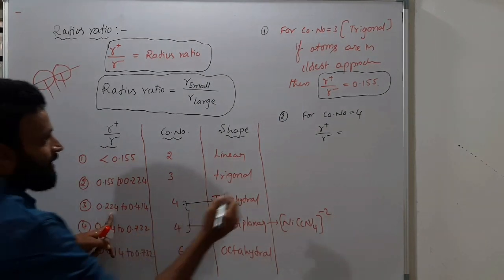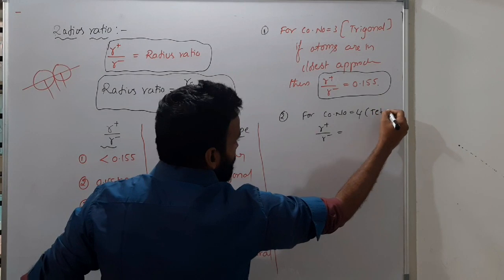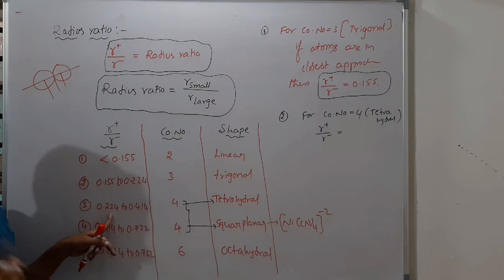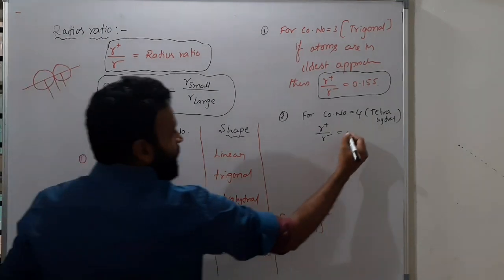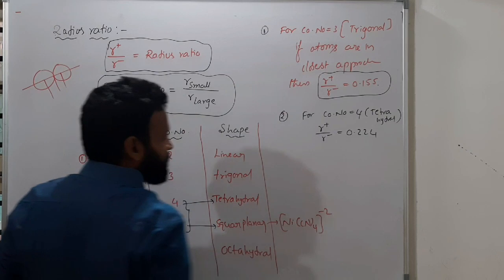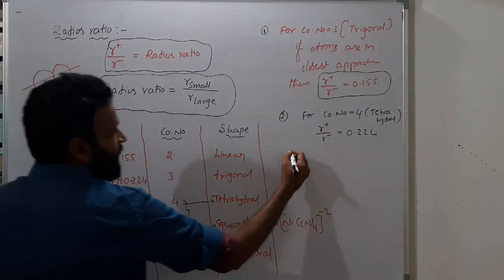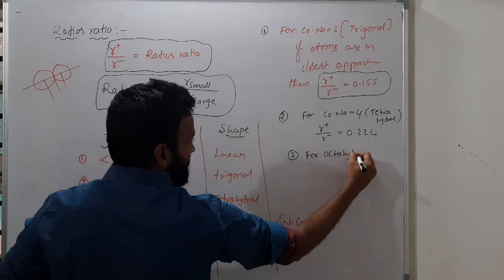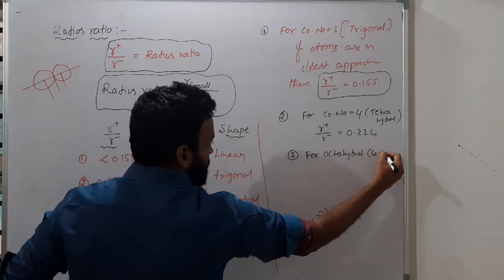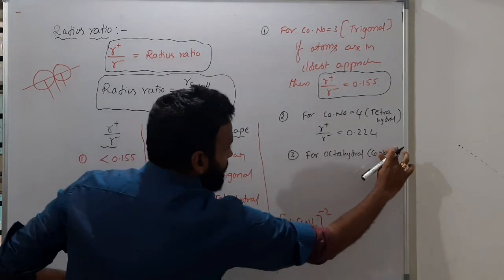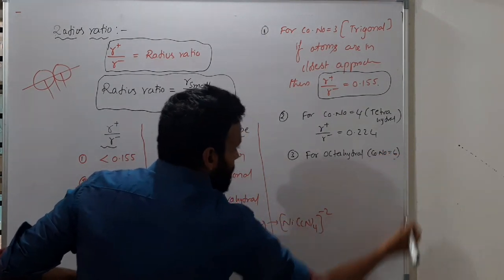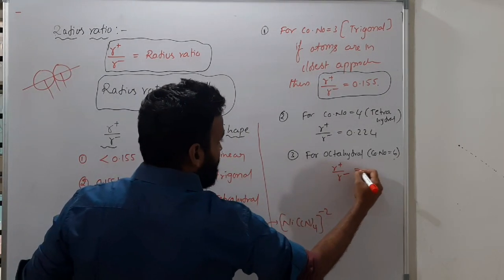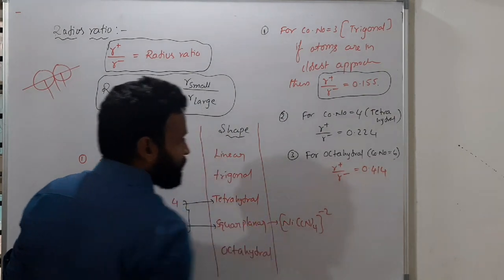you have to consider for tetrahedral the lowest one. That means 0.224. You have to consider that. Okay. For octahedral, the third one, octahedral means coordination number is 6. Now for them, radius ratio r plus by r minus, you have to consider 0.414.